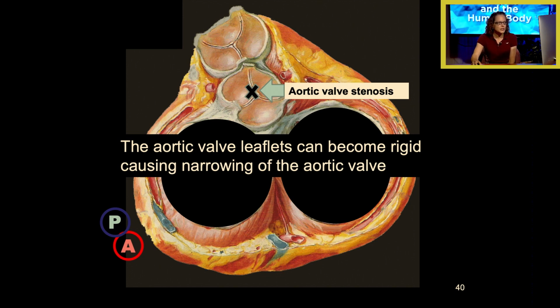But in aortic valve stenosis, which can happen in older adults, the aortic valve opening is narrowed, and there's also an accumulation of calcium deposits. The heart has to work harder to pump enough blood into the aorta and into the body. The extra work of the heart can cause the left ventricle to thicken and enlarge. Eventually, the strain can cause a weakened heart muscle and can ultimately lead to heart failure.